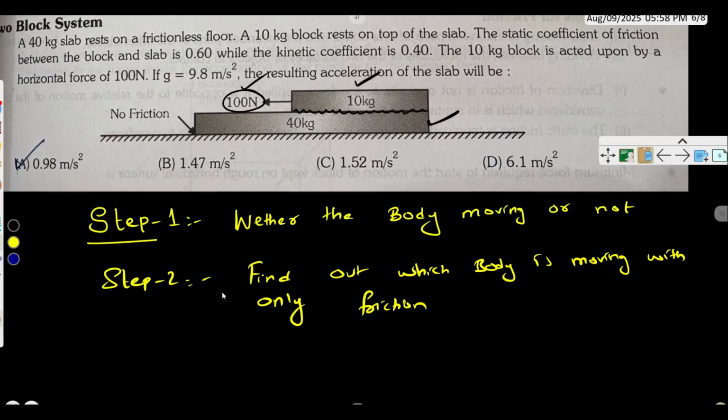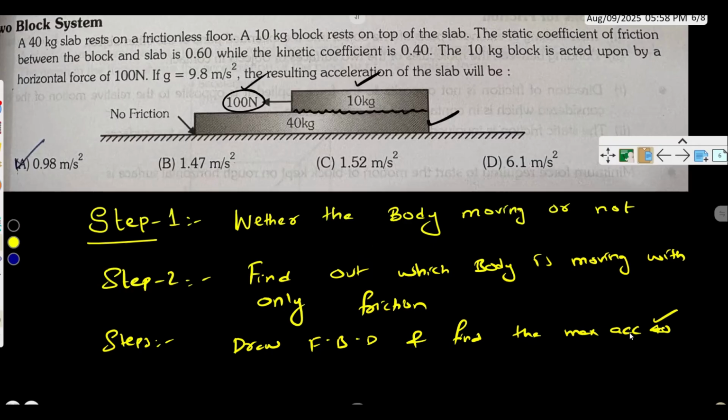So we have to draw FBD for this. Then step 3, draw FBD for that 40 kg block and find the maximum acceleration that the 40 kg block can have. That is the acceleration with which both bodies will try to move. Okay. Now let us check all the steps.